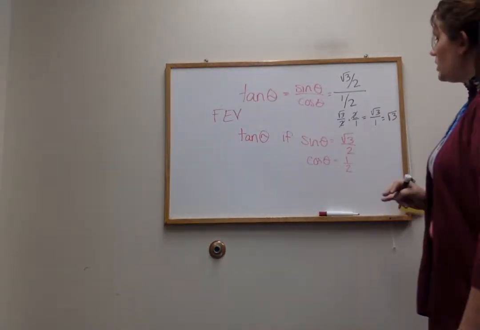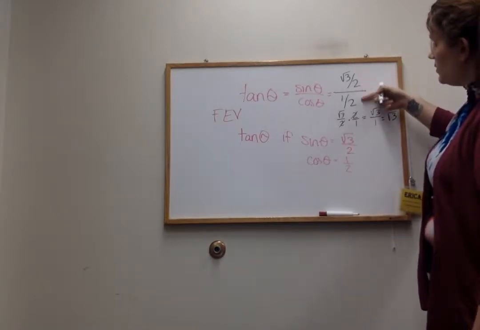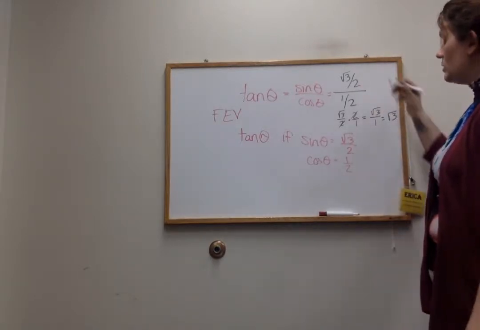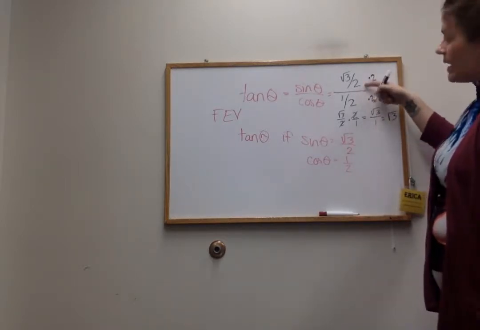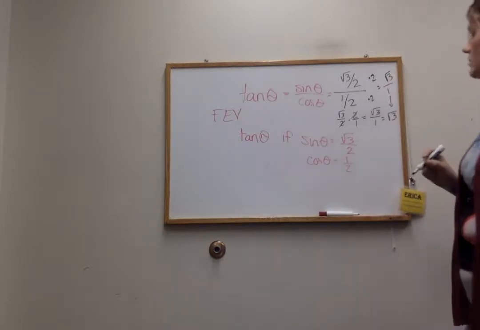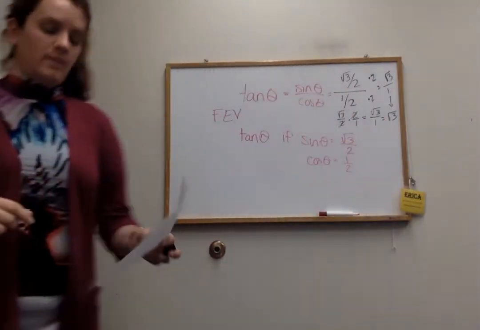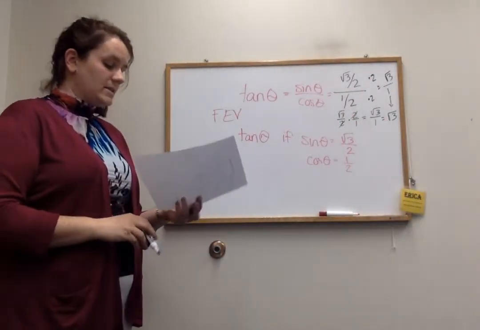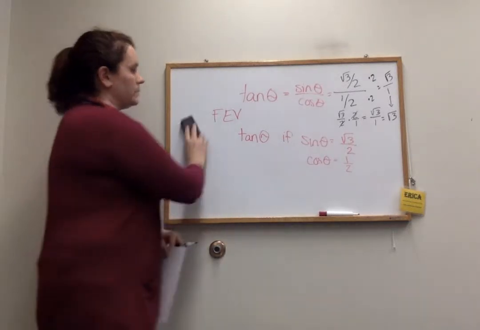Okay. You could also realize that you multiply both your numerator and your denominator by 2. And if I multiply this by 2 and this by 2, that gets rid of my denominators, and I have radical 3 over 1, which is also radical 3. So that's an example of a problem that you'll see with the quotient identities. Okay, 2 more sets to go through.